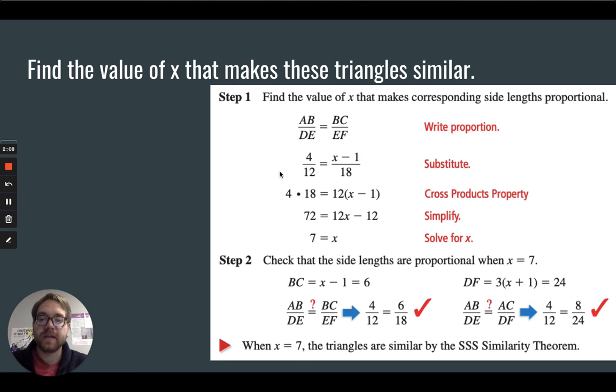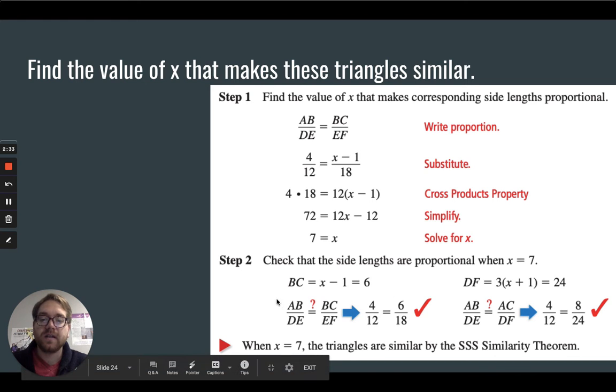So I'd cross multiply. 4 times 18 is 72. 12 times x minus 1 is 12x minus 12. Then add 12 over and divide by 12, and you get x is equal to 7. That's the value of x that is going to make these two triangles similar. Let's check to make sure that's true. BC, if x is equal to 7, is 6, and DF is 24.